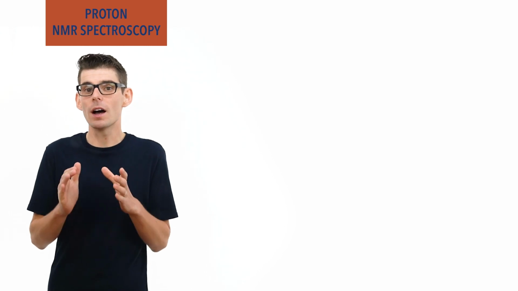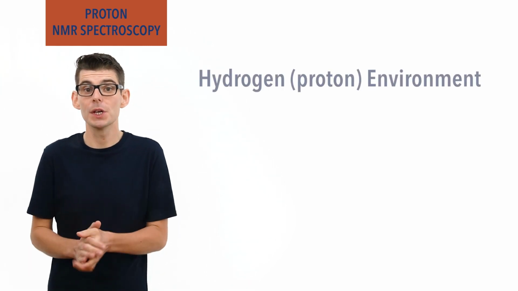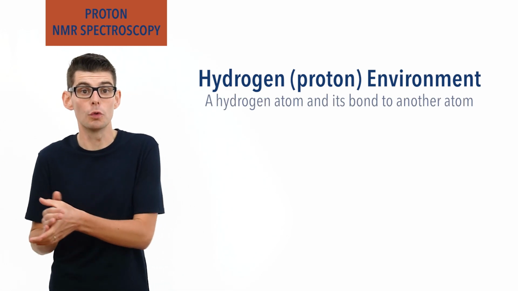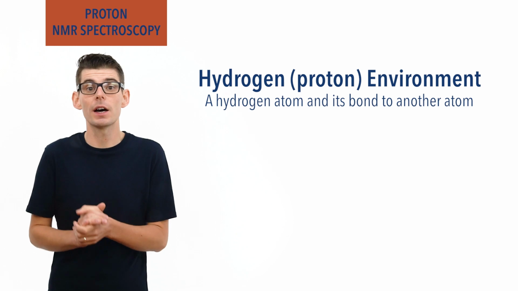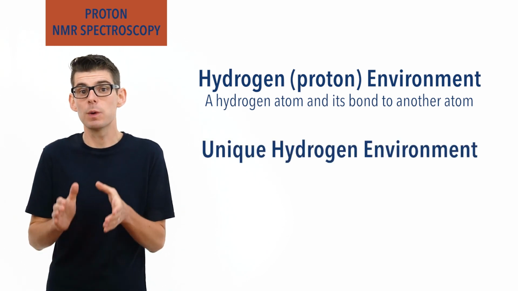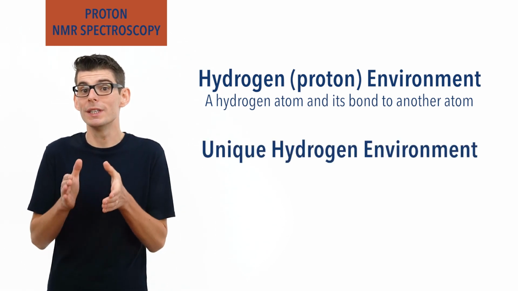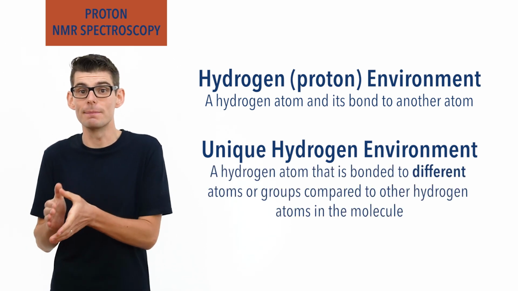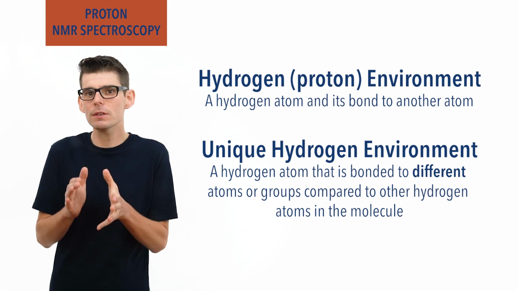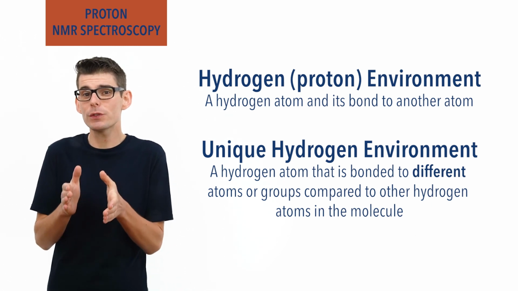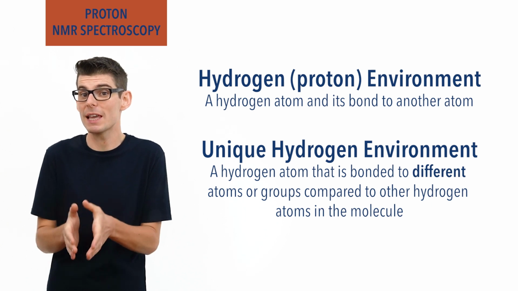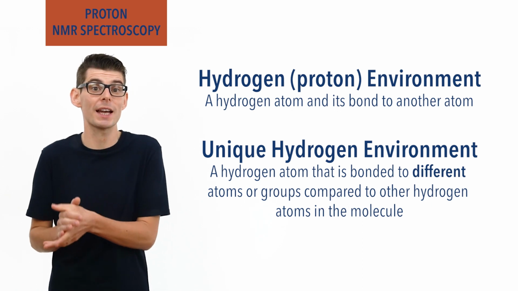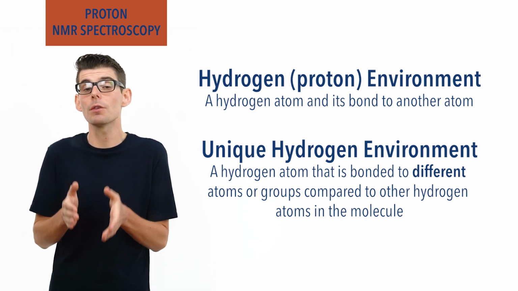In a molecule, a hydrogen or proton environment refers to a hydrogen atom and the bond that it has to another atom or group. A unique hydrogen or proton environment is where a hydrogen atom is bonded to different atoms or groups compared to another hydrogen atom in the same molecule. This can sometimes be tricky to see, as even if two hydrogen atoms are bonded to the same types of atom, if those atoms themselves are bonded to different atoms or groups to one another, then they are in different or unique environments.